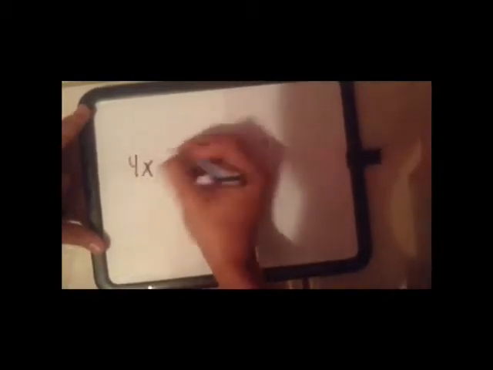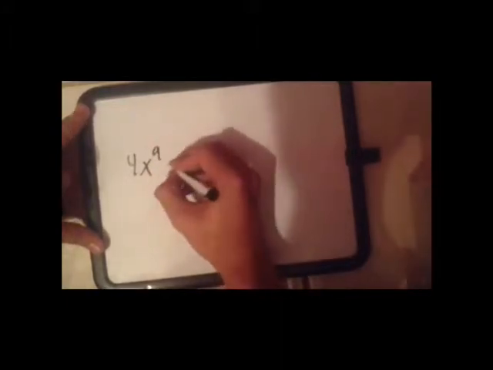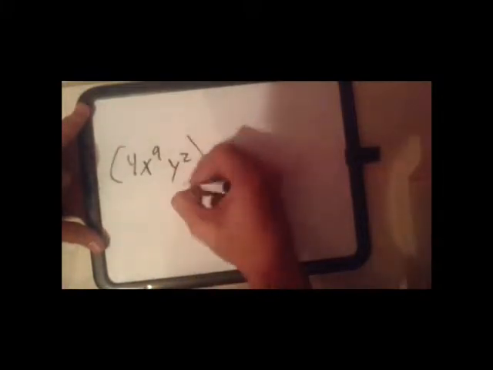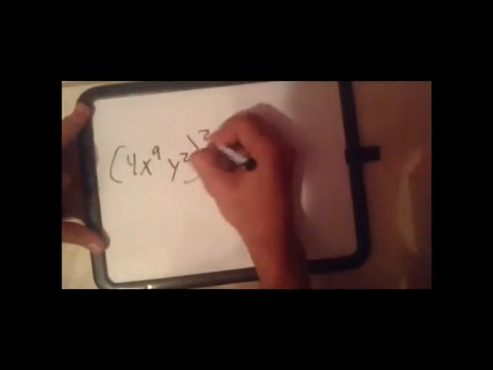Now, I'm going to teach you the real thing. First one that I'm going to teach you is going to be the product to a power. Now, product to a power is going to be a tiny bit more difficult. Just a tiny bit. Usually, it's actually pretty easy. So we're going to start off with, let's say, 4x to the power of 9, y to the power of 2. Let's put this squared.